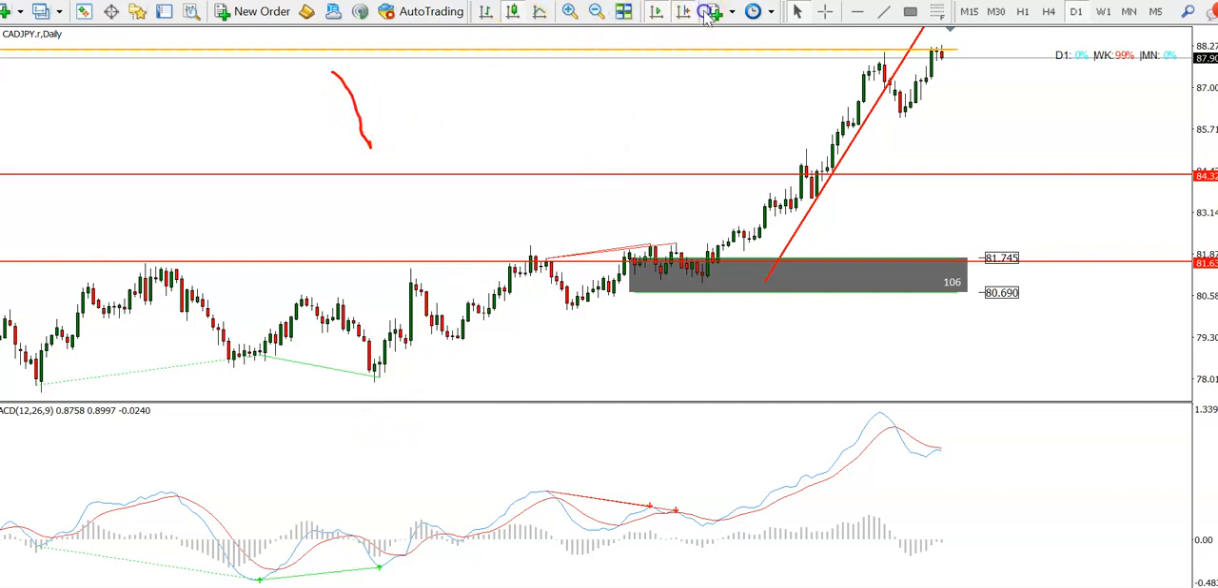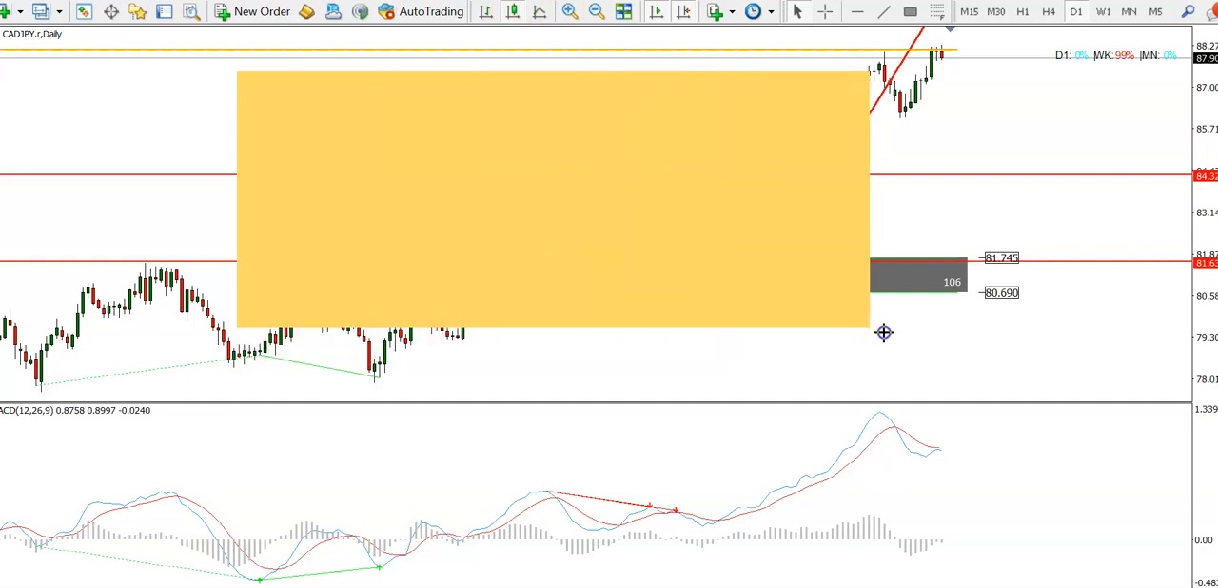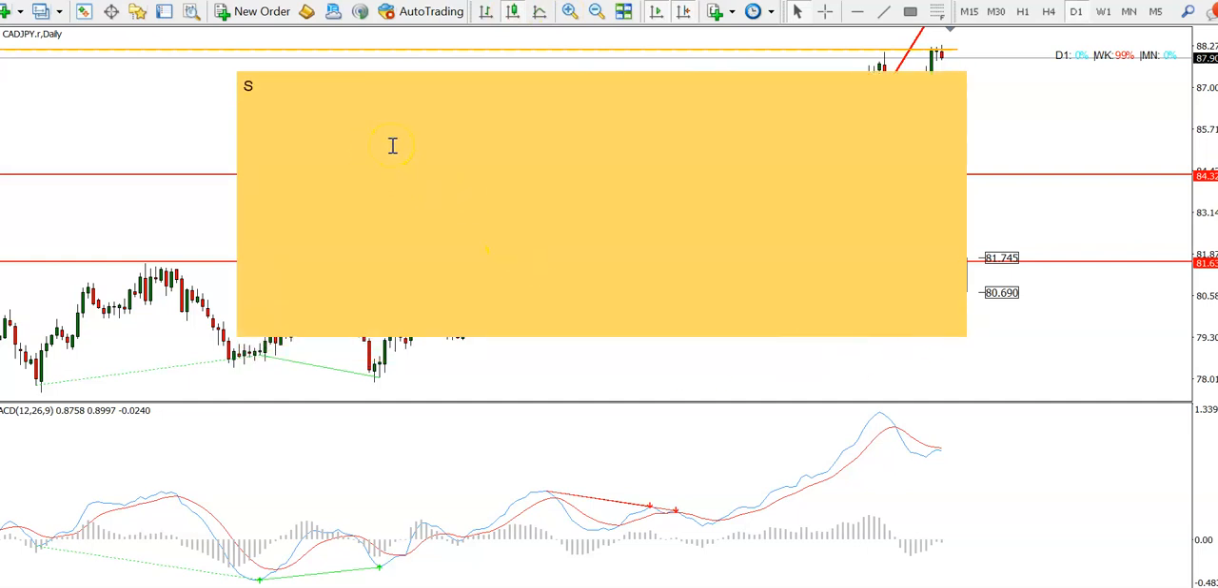well, where is that? Text area. Okay, so we're looking to sell CAD Japanese yen at 88.